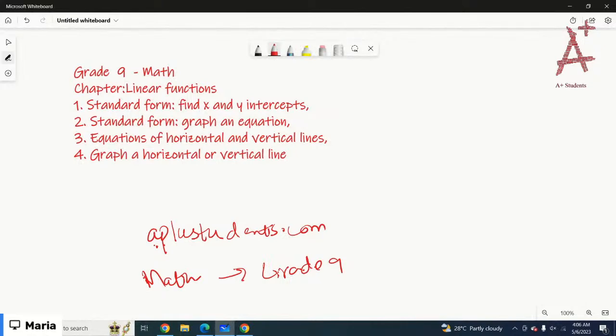We're going to start with the chapter linear functions, and the lessons we are going to cover are standard form, find x and y intercept, standard form, graph and equation, equations of horizontal and vertical lines, and graph of horizontal or vertical lines. So let's just start with the test questions.